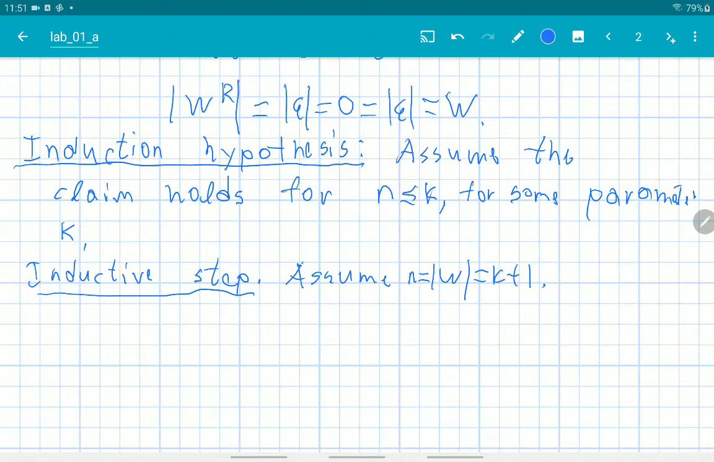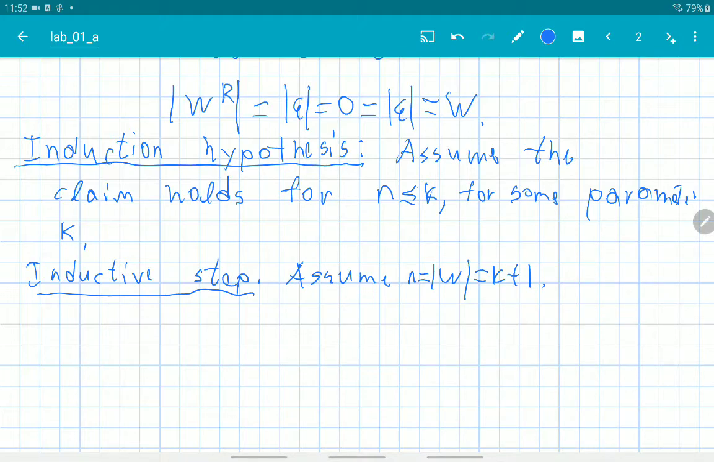By the way, the assumption that the claim holds for all n smaller or equal than k is called strong induction sometimes. This is always the induction we will use. It never makes sense to use the weak form. A weak form is usually when you say it holds only for n equal k, but this is just a restriction that never makes sense. Okay, so back to our purposes.